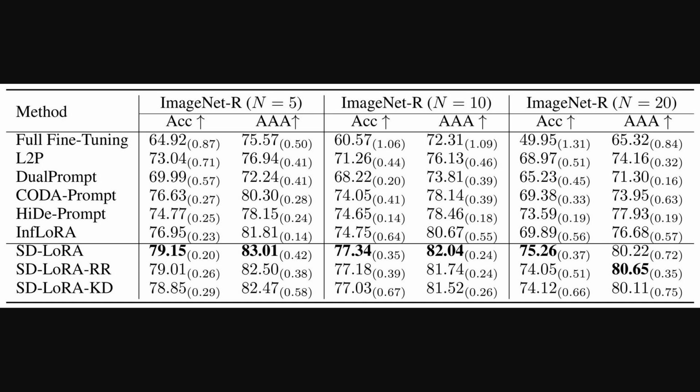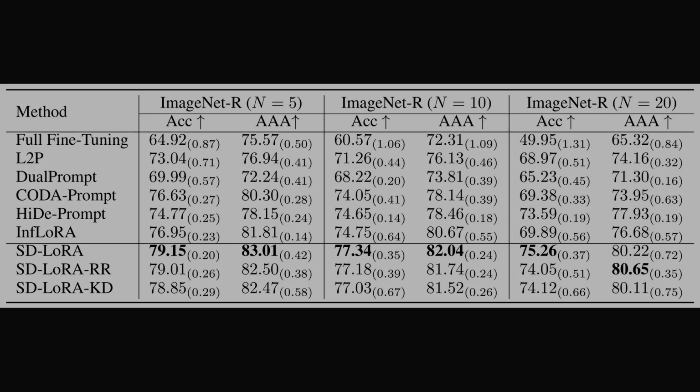Okay, so to see how this all plays out in numbers, this table presents key performance results. It compares different methods on the ImageNet-R dataset, a benchmark for image recognition, across an increasing number of tasks, from 5 up to 20. We're looking at average accuracy, or ACC, which is just how often the model gets it right on average, and average anytime accuracy, or AAA, which also considers performance throughout learning. Across all task counts, Scalable Decoupled Low-Rank Adaptation and its variants consistently achieve the highest scores, especially as more tasks are added, really underscoring its effectiveness and scalability.